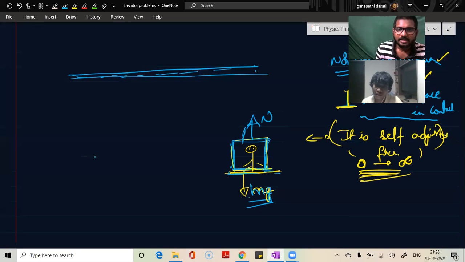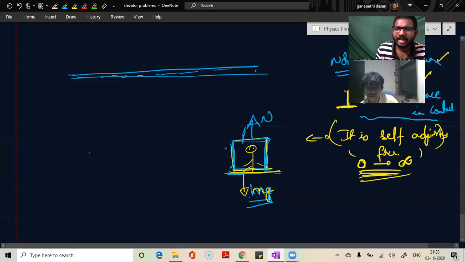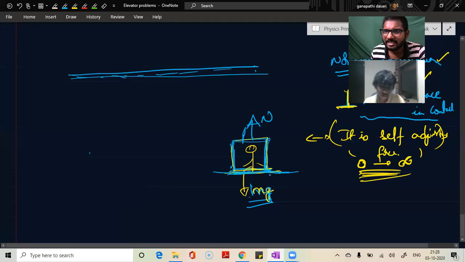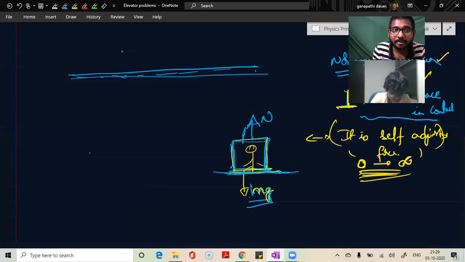Okay. Suppose then, are you accelerating? Are you going upwards or downwards? You are just standing on the ground. Is there any acceleration to you, upwards or downwards? No, sir.